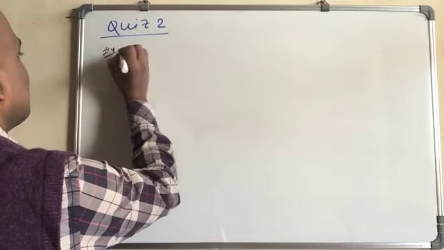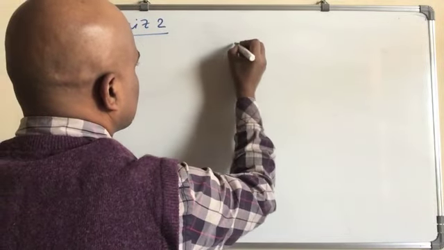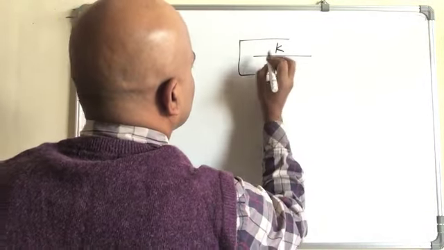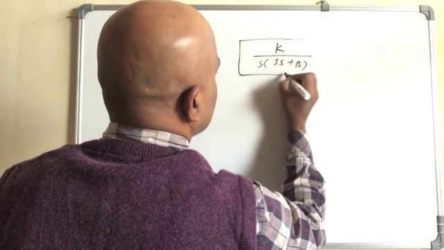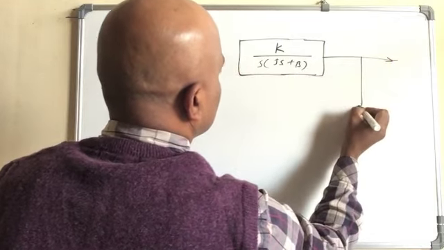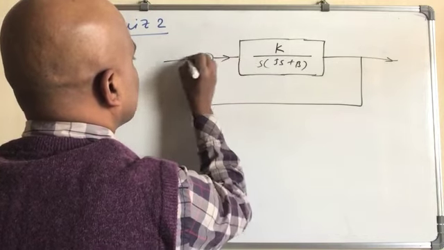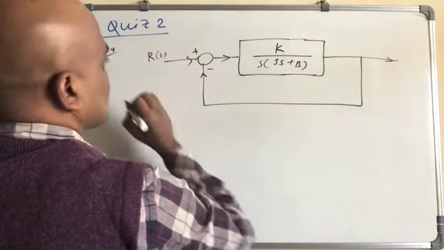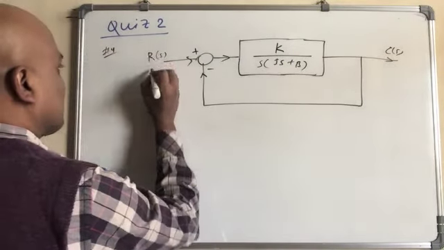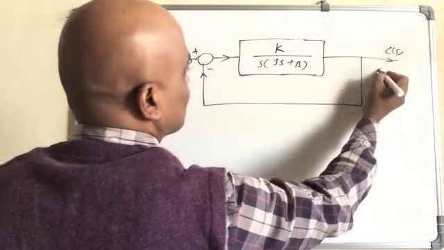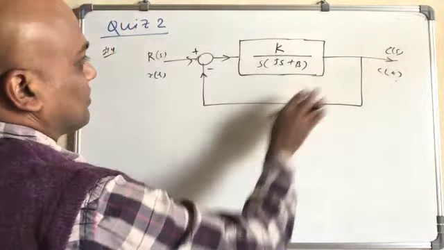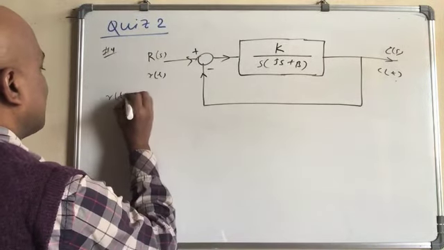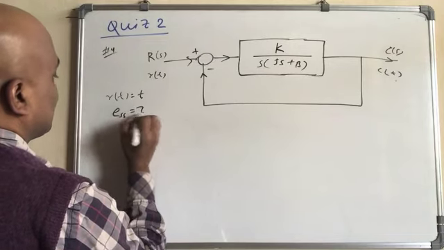Now the next question is number 4, and here what is given is we have K divided by s (Js plus b). Okay, and this is a unit feedback loop, it goes like this. Yeah, this is minus, this is plus, this is R(s), and this is C(s). Okay, so in the s domain, in time domain it is r(t), and we have c(t) here, right? Where K, J, b are given, find out, if r(t) equal to t, then what is the steady state error? That's what the question is.